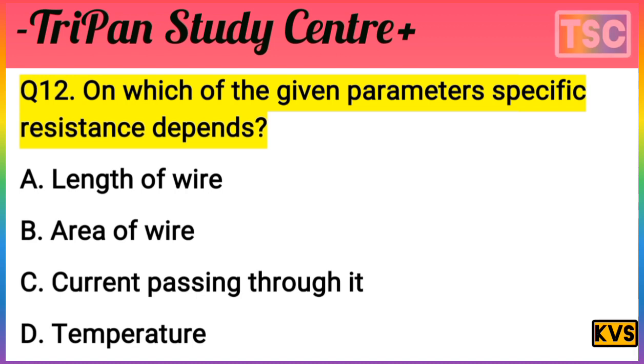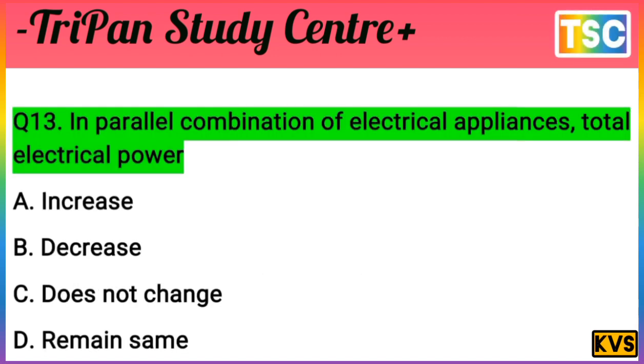Temperature. On which of the given parameters is specific resistance dependent? Temperature is the most important parameter. That means option D is correct here. Let's see the next question. The next question arrives here.